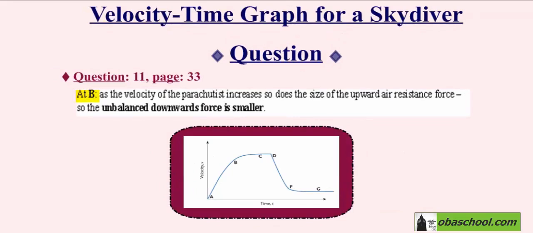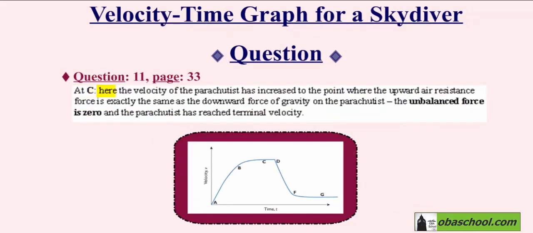At B, as the velocity of the parachutist increases, so does the size of the upward air resistance force. So the unbalanced downwards force is smaller. Next we have point C. Here the velocity of the parachutist has increased to the point where the upward air resistance force is exactly the same as the downward force of gravity on the parachutist. The unbalanced force is 0 and the parachutist has reached a terminal velocity.